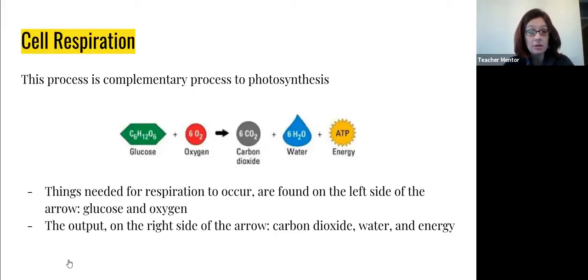Okay, so the third cycle and the third process that we're going to talk about today is cell respiration. This is a complementary process to photosynthesis. It's not necessarily opposite, but it complements photosynthesis. The things needed for respiration to occur are again found on the left side of the arrow. So we have glucose and oxygen. Those were the products from photosynthesis, if you remember. Those were on the other side of the arrow. The output is going to be on the right side of the arrow. It's going to be our carbon dioxide, our water, and our energy.